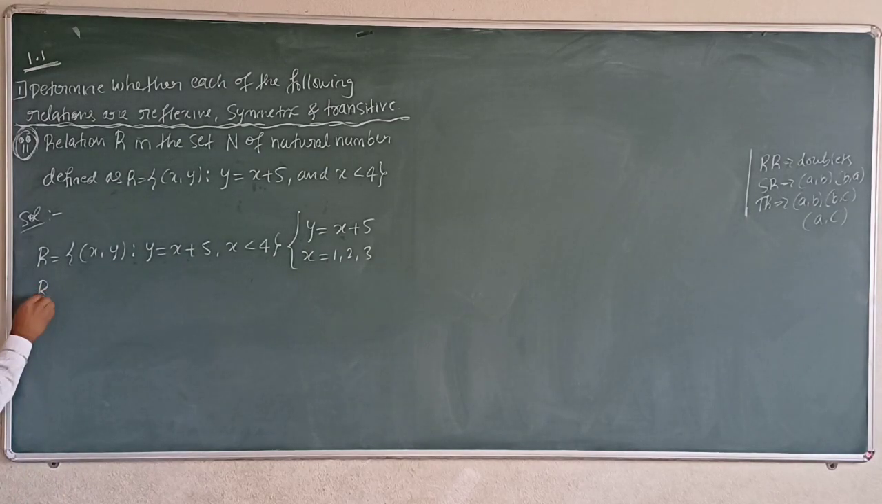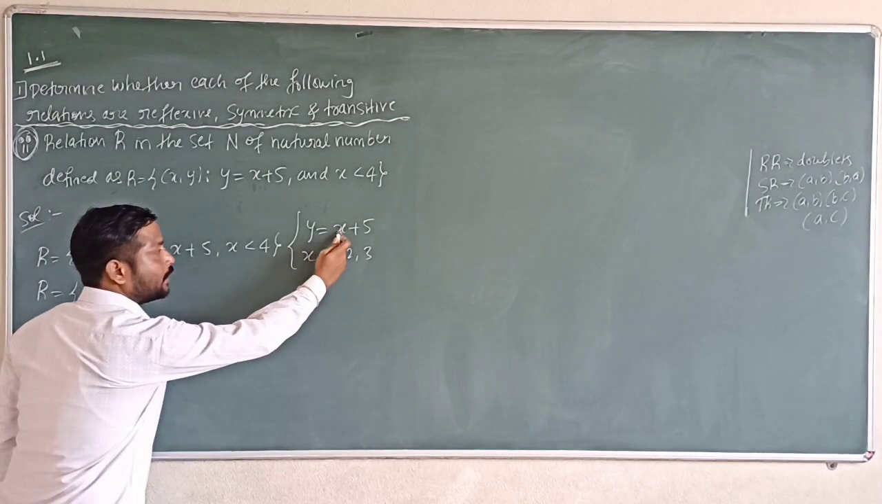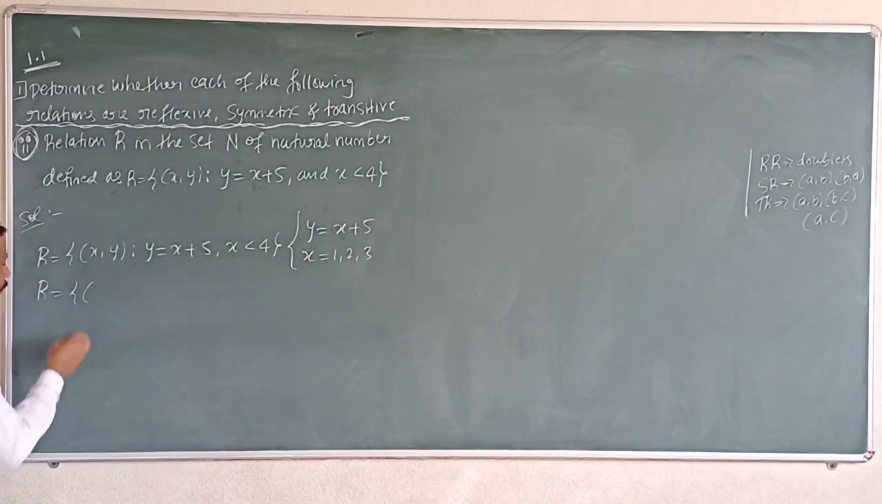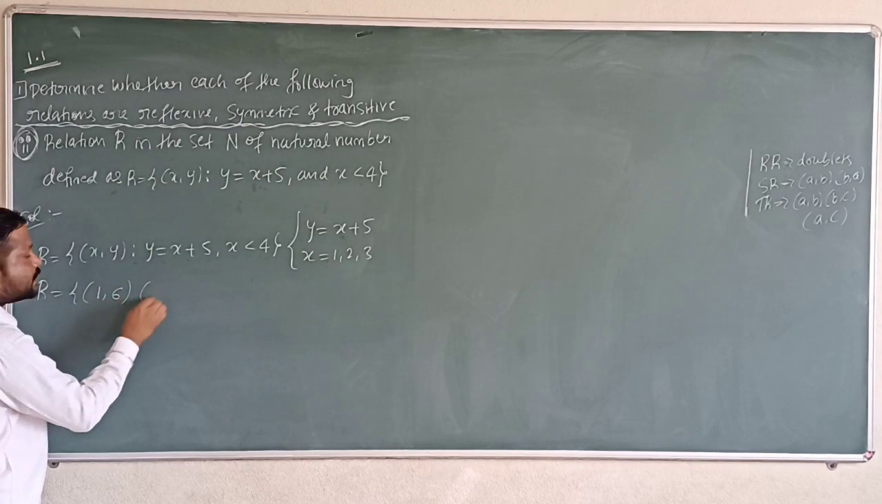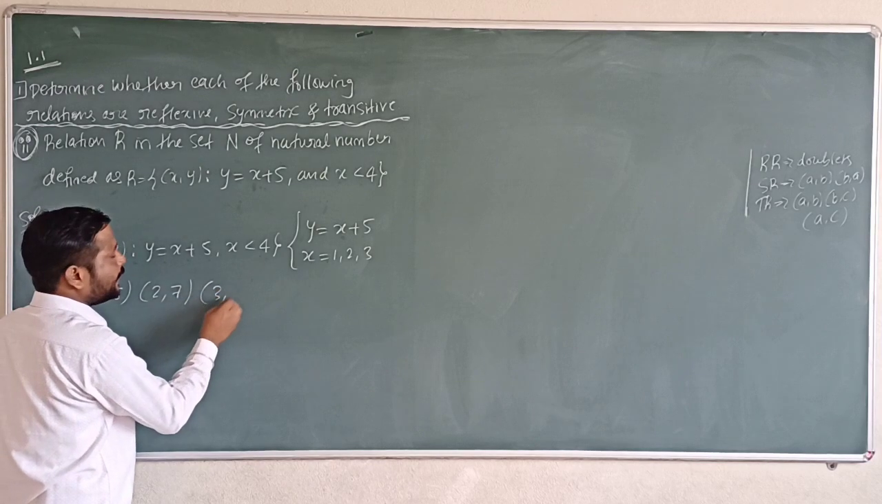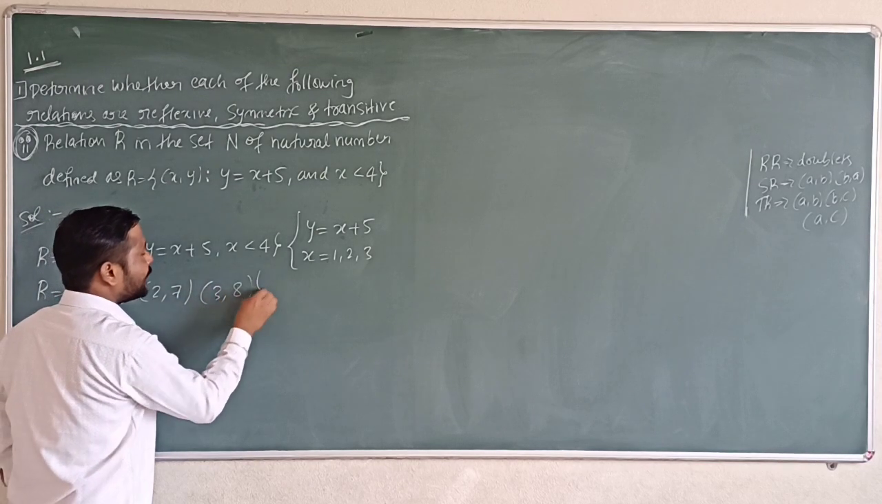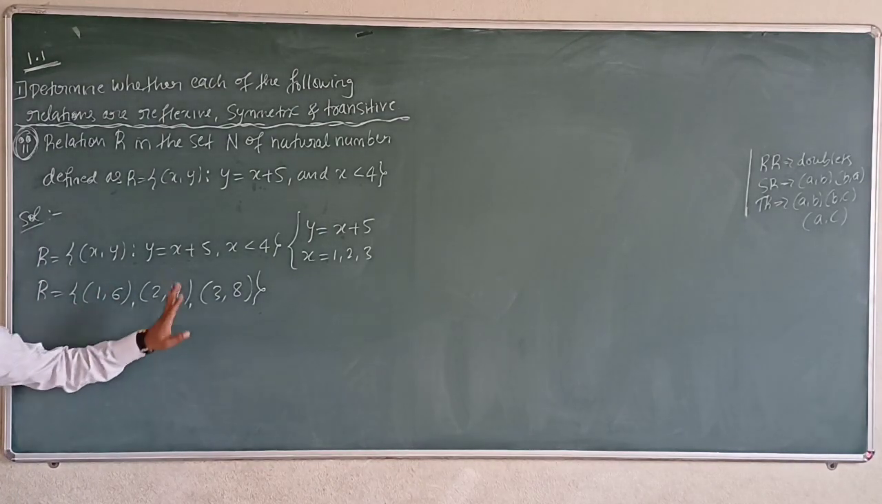Okay, write down the relation in roster form. Now substitute 1 here: 1 plus 5 is 6. When x value is 1, y value is 6. When x value is 2, y value is 7. When x value is 3, y value is 8. Now this is the relation in roster form.